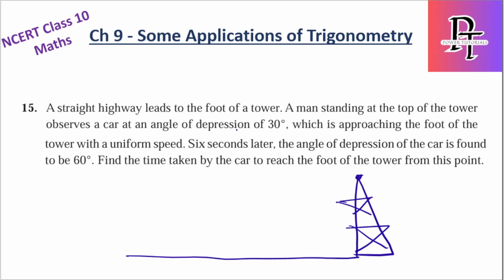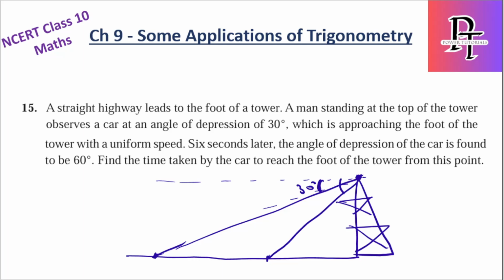Observes a car at an angle of depression 30. So seeing that, here there is a car, and from here the angle of depression is 30. So if I take with respect to the horizontal, this angle is 30. While approaching the foot of the tower with uniform speed, 6 seconds later the angle of depression of the car is found to be 60. So after 6 seconds the car might have reached, suppose, this point, and here the angle of depression is 60.